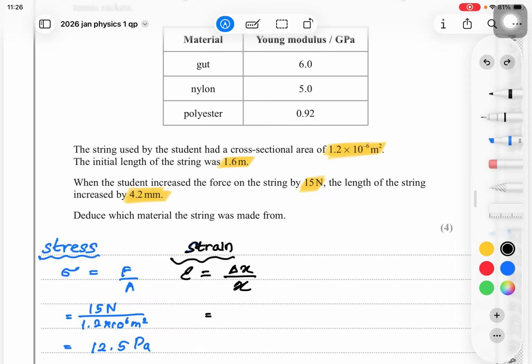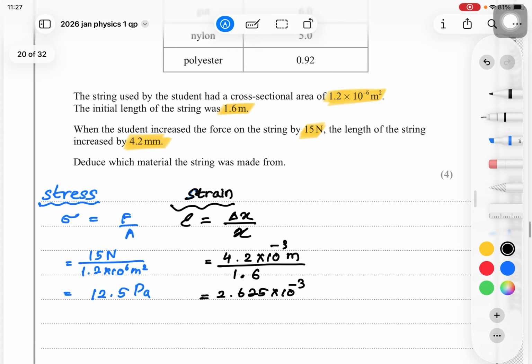If they give us the final length, we're going to subtract and get it. But here this is pretty straightforward. They have given that value. It is divided by the original length, which is also there, 1.6. So you're going to get this value as 2.625 into 10 to the power negative 3. There is no unit for strain. So okay, now we have the stress and the strain.